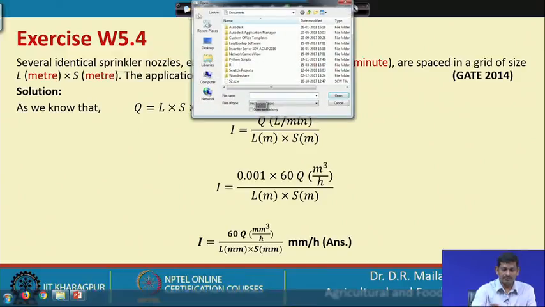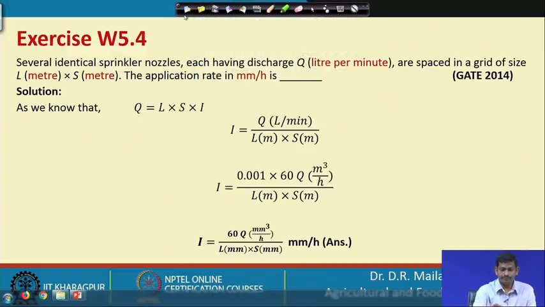So, let us see the fourth one here. Several identical sprinkler nozzles, each having a discharge of Q in liter per minute, spaced in a grid of size L meter and S meter. Find the application rate in mm per hour.